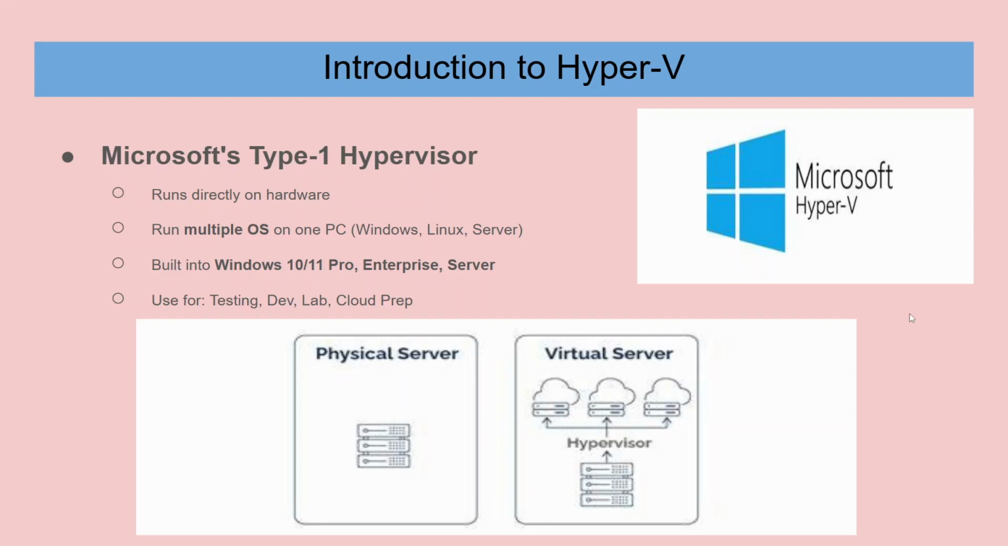Let's get started. First, let's understand the theory. This is slide 1, Introduction to Hyper-V. Hyper-V is Microsoft's Type 1 hypervisor. This means it runs directly on the physical hardware. There's no middle operating system slowing it down. You can run multiple virtual machines, VMs, on a single physical PC, such as Windows 11, Ubuntu, Kali Linux, Windows Server.